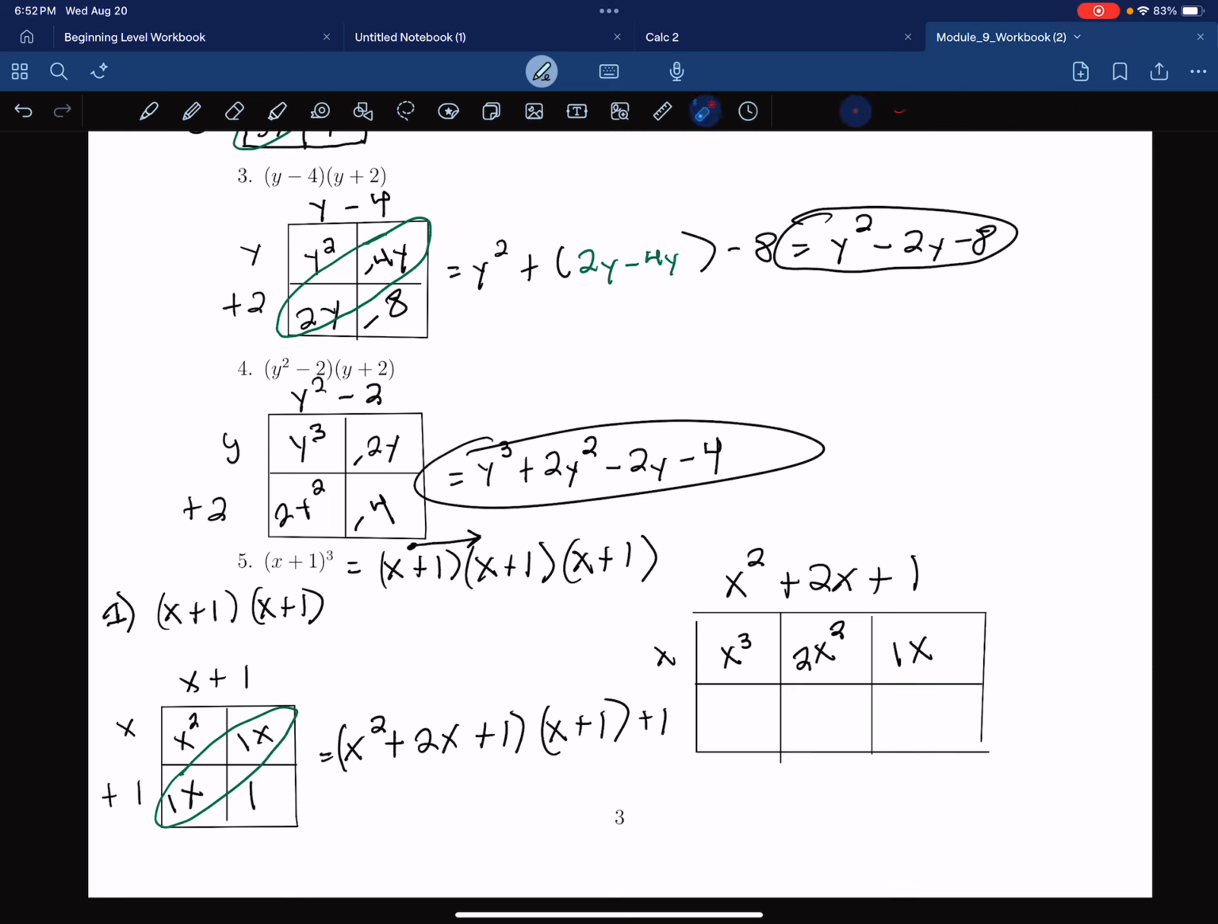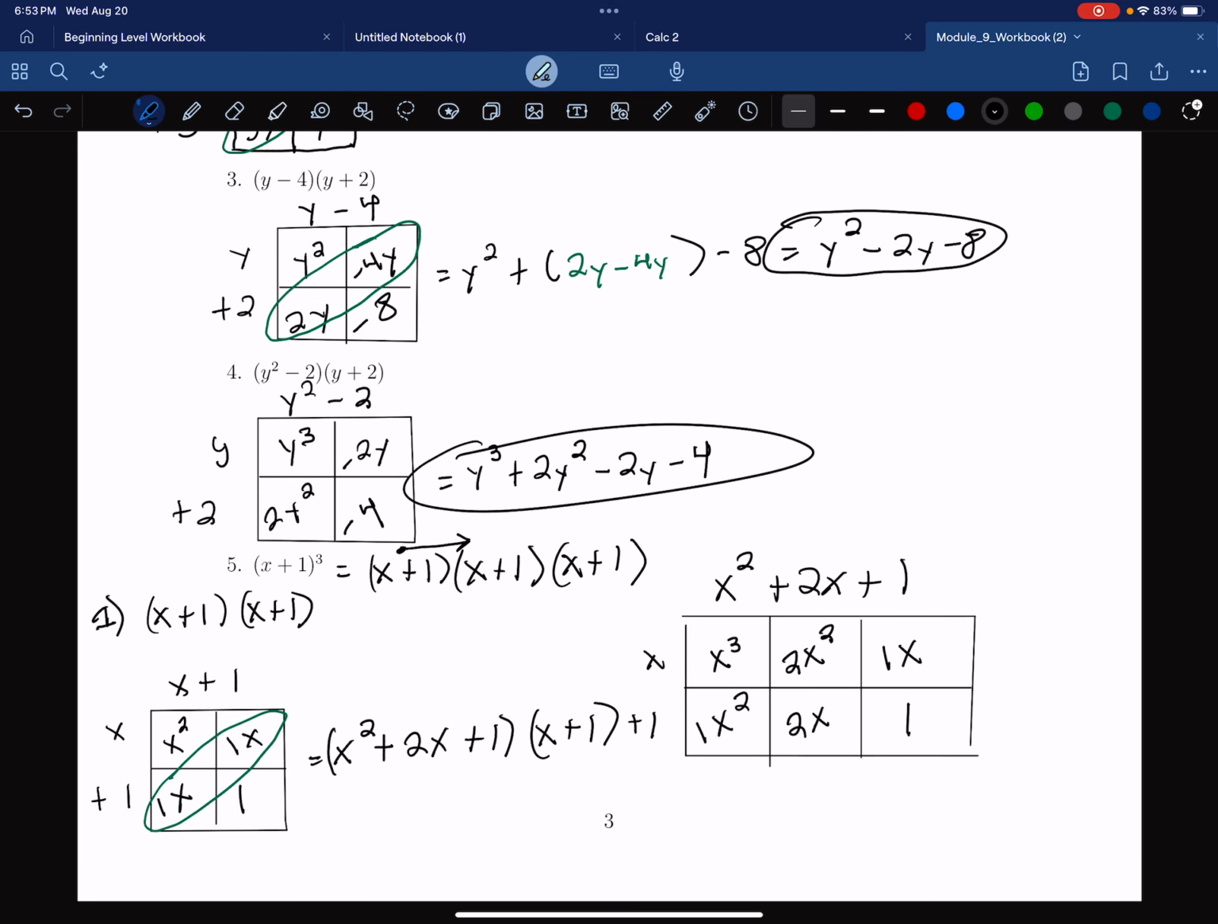And then here, we have positive 1 times x squared. So that's going to be 1x squared. Now, looking at this box here, we have a 1 times positive 2x. So 1 times 2 is 2x. Or 1 times 2x is 2x. And last but not least, this box here, we have a positive 1 times a positive 1. So 1 times 1 is 1.